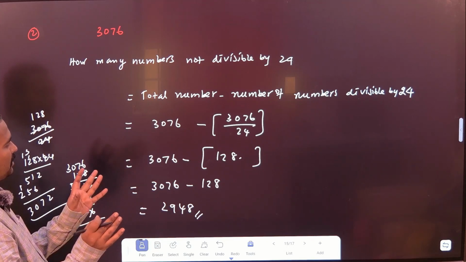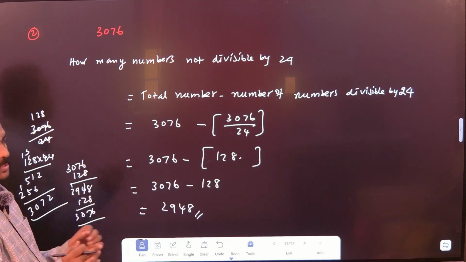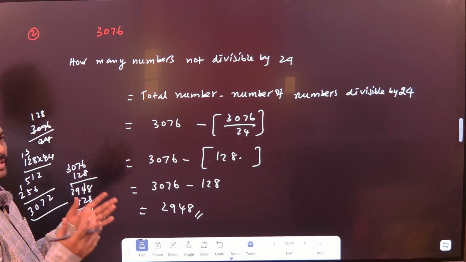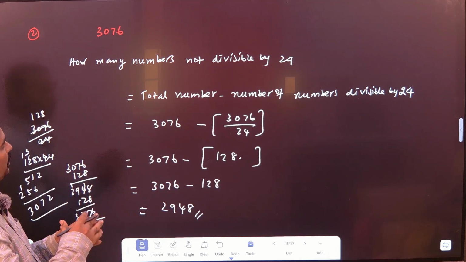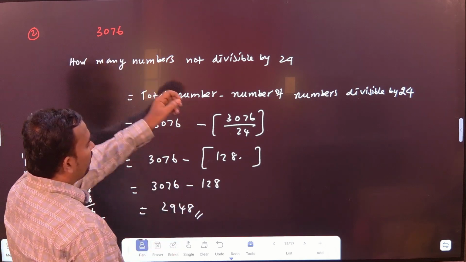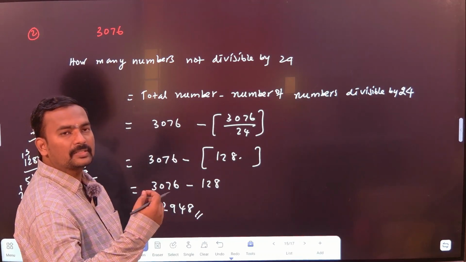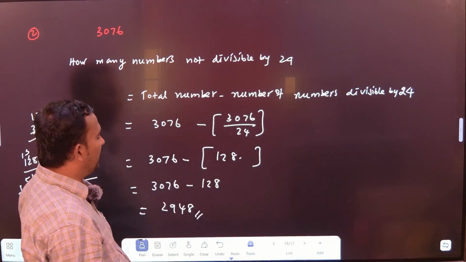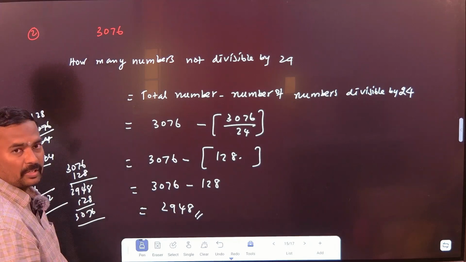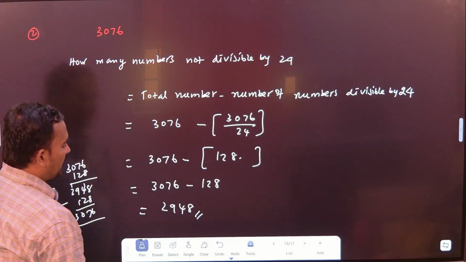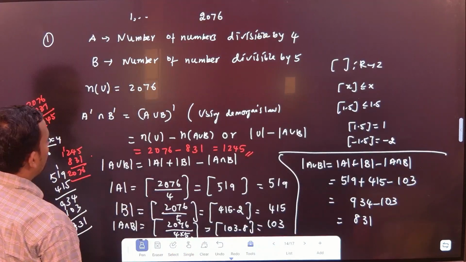How many numbers are not divisible by 24, if they ask? The total numbers minus the number of numbers which are divisible by 24. So how to find the number of numbers divisible by 24? You can take the larger number divided by 24. The greatest integer value is the number of numbers which are divisible by 24. I hope everyone understood, right? Okay, next you can do the next question.